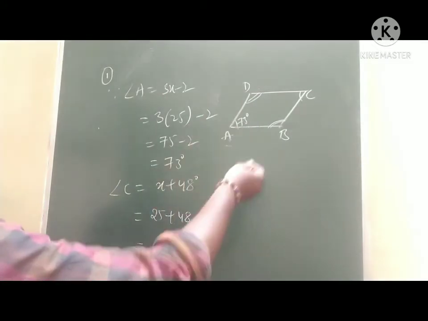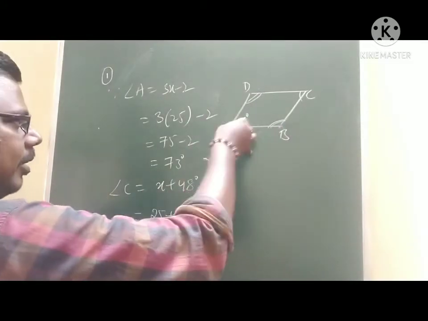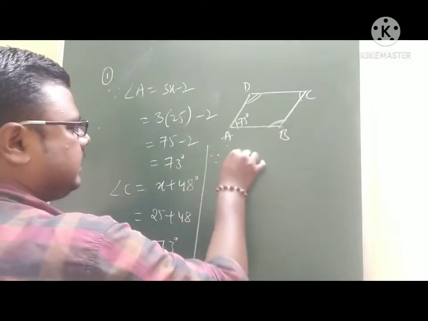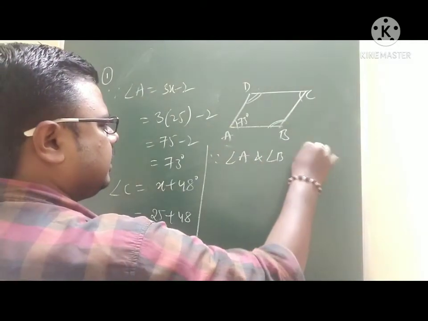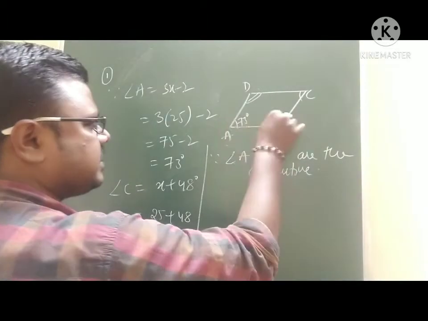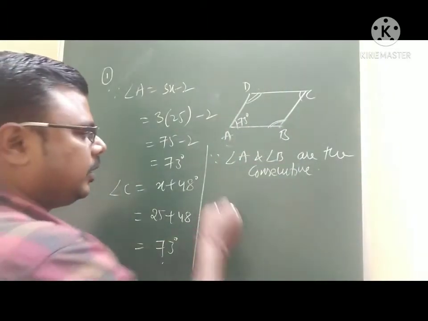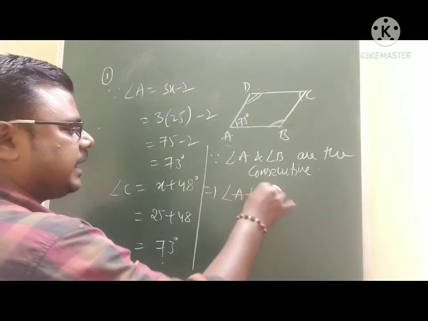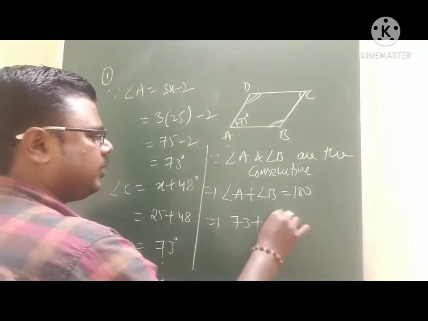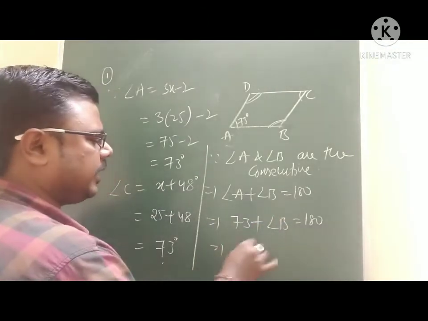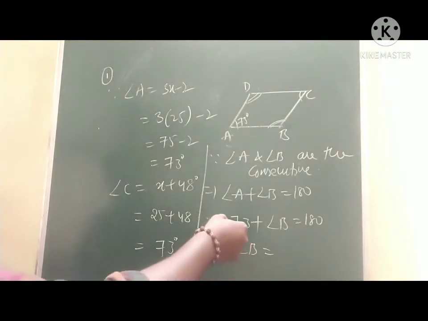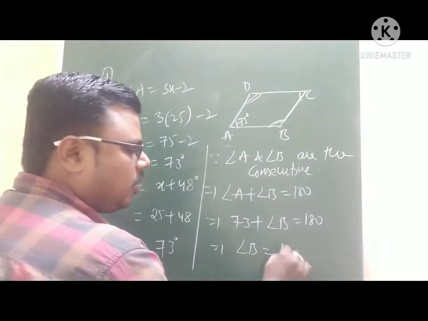Now the other two angles. Angle A and angle B, or angle A and angle D, are the consecutive angles. Since angle A and angle B are consecutive angles, they are on the same straight line, so they will be supplementary here. So it implies angle A plus angle B is equal to 180 degrees. Angle A is 73, plus angle B which we don't know, is equal to 180. So you will get angle B is equal to 180 minus 73. How much will you get? You will get 107.